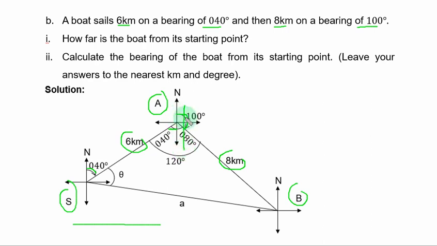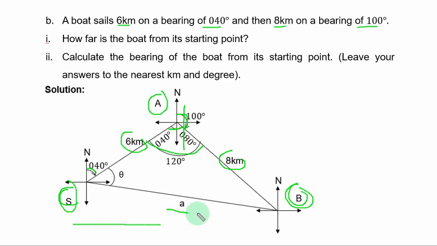If from here to here is 100, the remaining part is 80 degrees. So this angle becomes 40 degrees plus 80 degrees. That is 120 degrees. Now, you are asked to find how far the boat is from the starting point. The boat is currently here. This is the starting point.